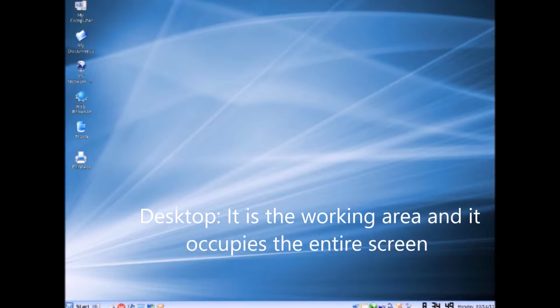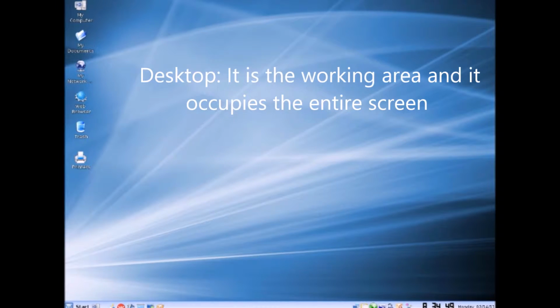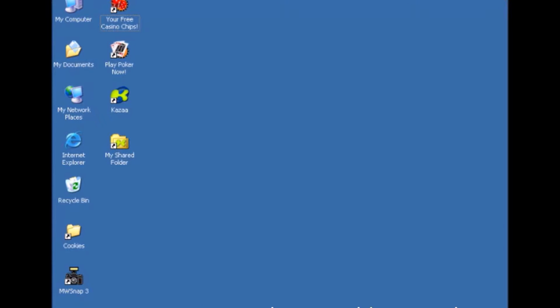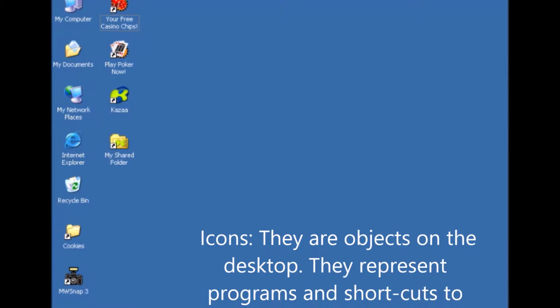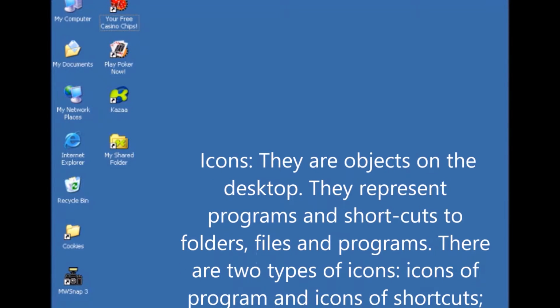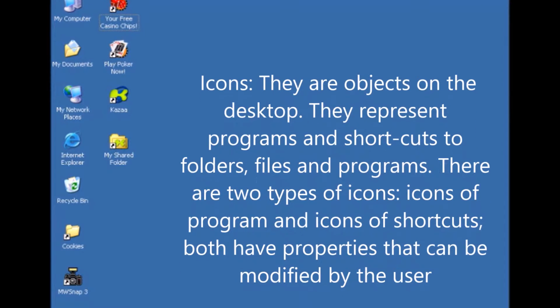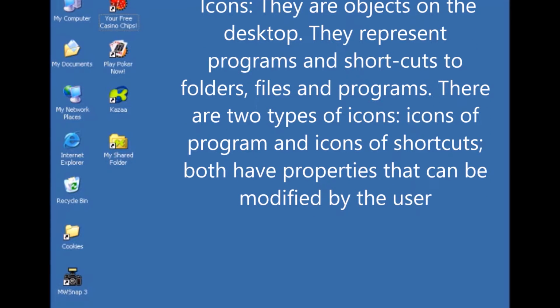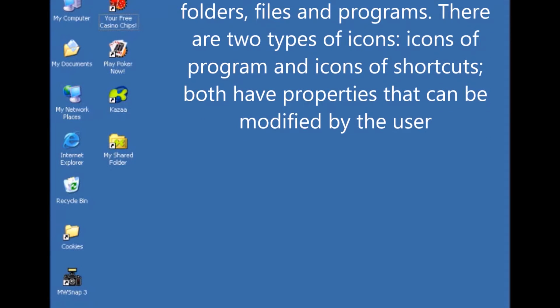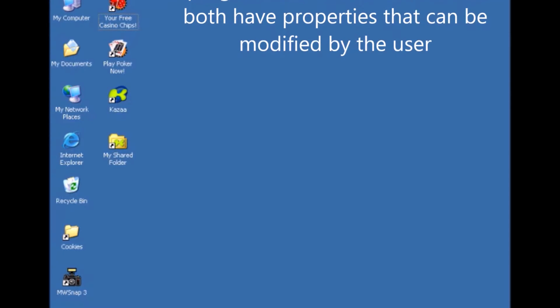Desktop. It is a working area and it occupies the entire screen. The mouse pointer permits selecting with one click and executing applications with two clicks. The icons are objects on the desktop. They represent programs and shortcuts to folders, files, and programs. There are two types of icons, icons of programs and icons of shortcuts. Both have properties that can be modified by the user.